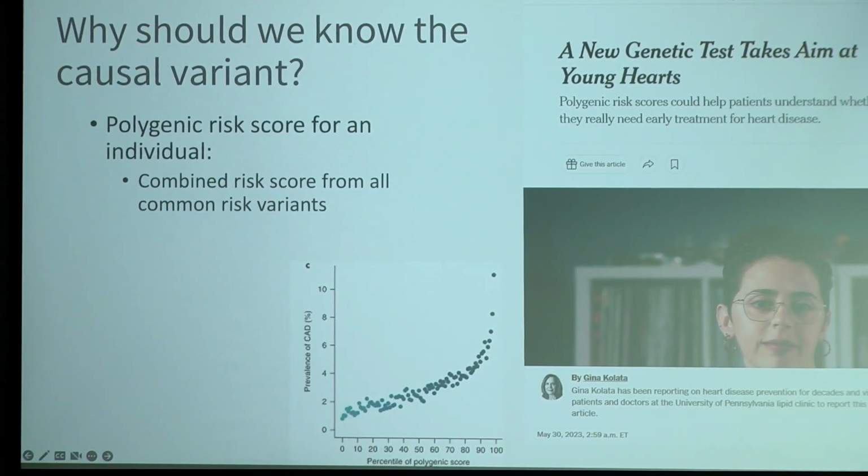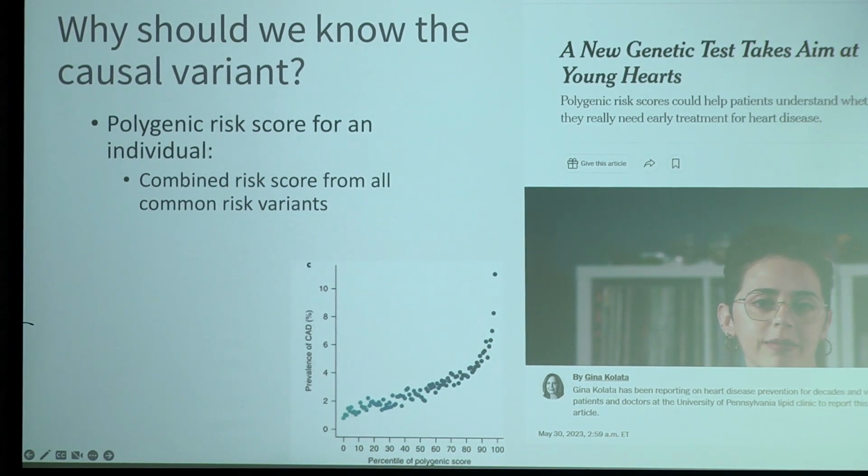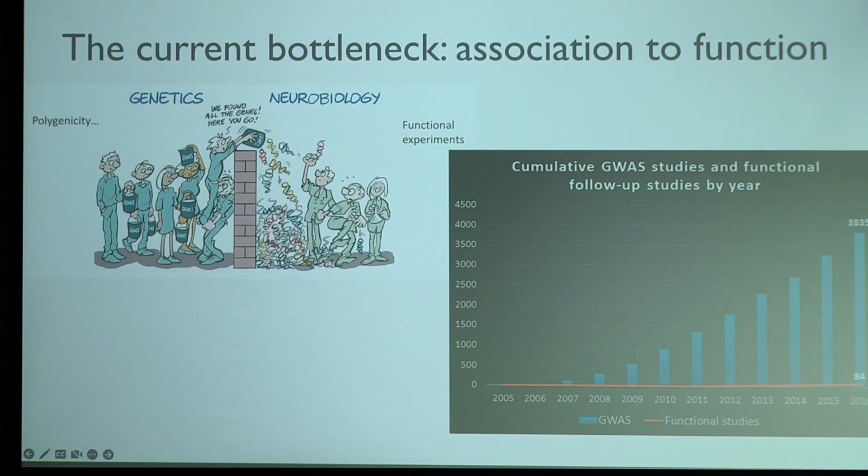Why should we also know the causal variant? It's because, again, of polygenic risk scores. If we want to use genetics to predict a person's genetic risk, we need to know what exactly the causal variant is that is responsible for that association. Otherwise, these risk scores are unlikely to represent truth. So this is really a huge problem in the field, moving from association to biological function.